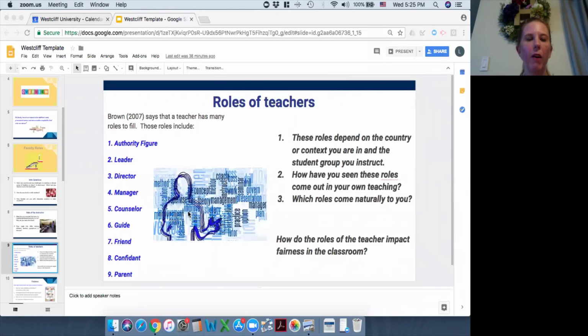And I want you to think about, as Brown mentions here, that a teacher has many roles to fill. And these roles include anything from authority figure to confidant to friend or counselor, leader. And so we see a big range of roles that teachers are maybe expected or thought to have. And in your groups, I want you to think about how have you seen some of these roles come out in your own teaching? Which ones come a little more naturally to you, and which ones are you kind of curious about maybe how you could integrate into your classroom?